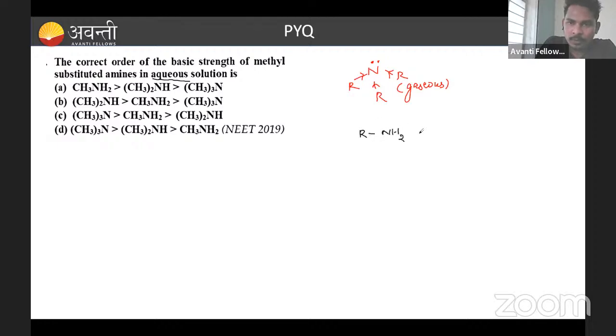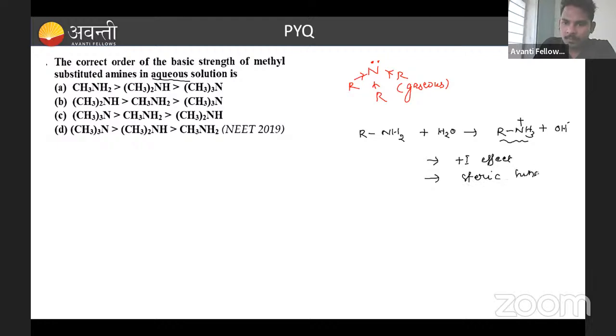Suppose this is our RNH2. When you put this in water, it will abstract hydrogen and give RNH3 plus and OH minus. The more stable this cation is, the more is the basicity. This is affected by three factors. First is the plus I effect of the R group. After that, steric hindrance. And after that, the tendency to form hydrogen bonds.